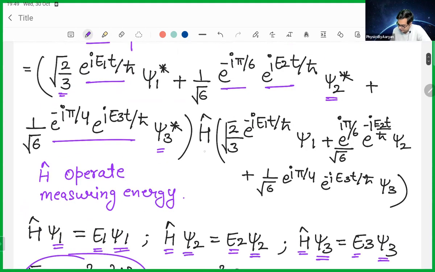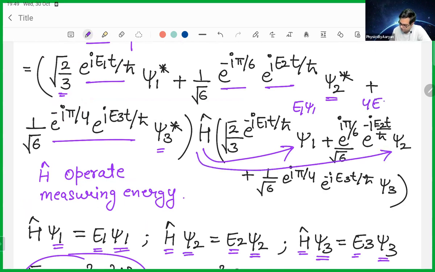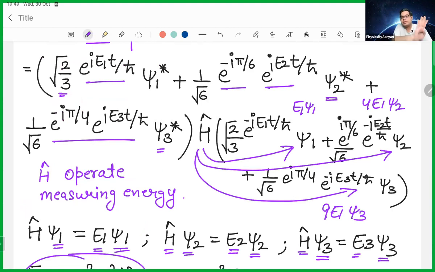So when H cut operates here, you will get E1 into phi1. When H cut operates here, you will get 4 E1 into phi2. And when H cut operates here, you will get 9 E1 into phi3. Basically, you are getting E2 phi2 and E3 phi3, but E2 is 4 times E1 and E3 is 9 times E1. That is the concept I'm using.